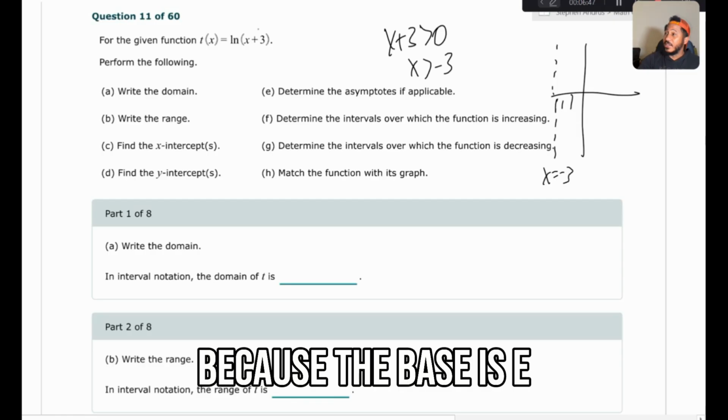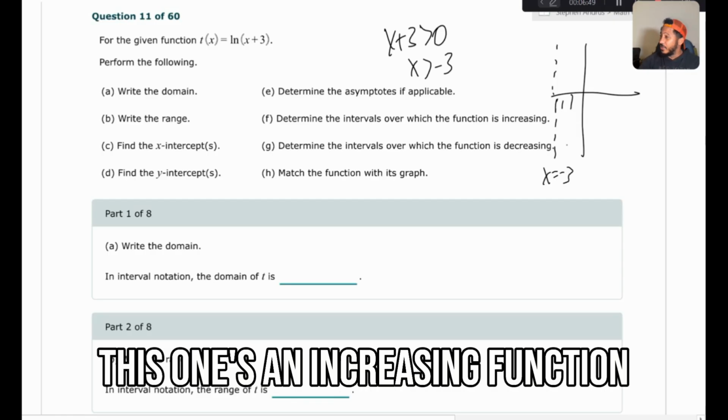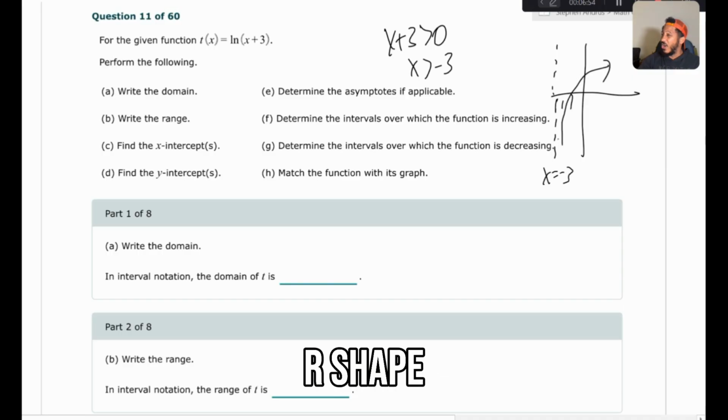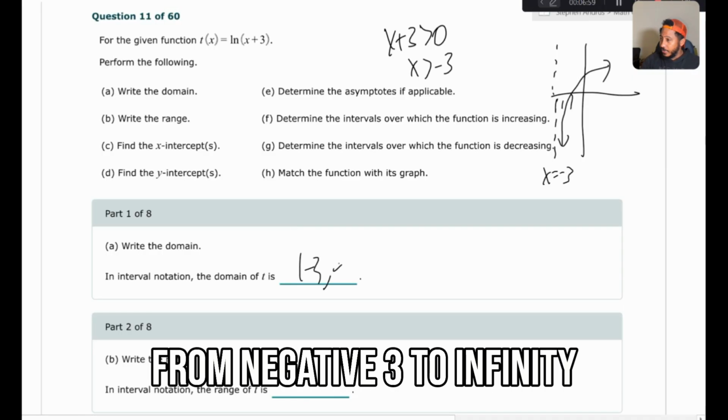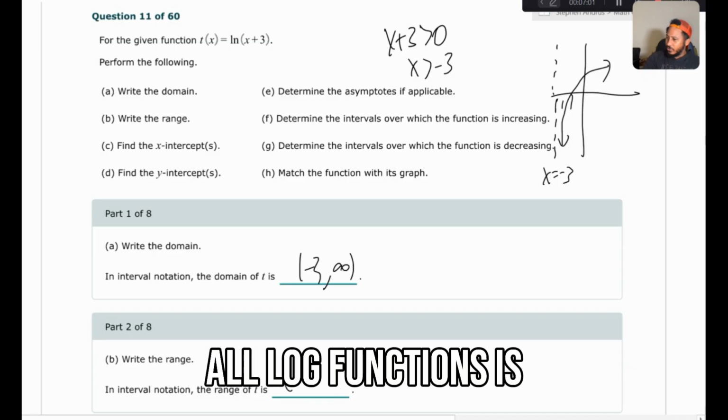So this one, again, because the base is e, which is bigger than 1, this one's an increasing function. So it looks something like this. We call it an R shape. So the domain is, as we just pointed out, from negative 3 to infinity. But the range for all log functions is all real numbers.